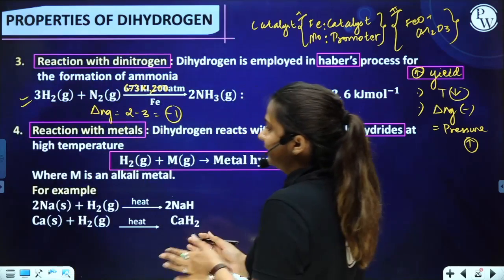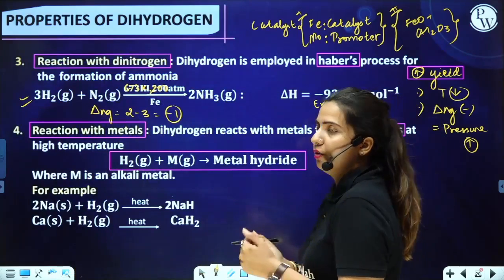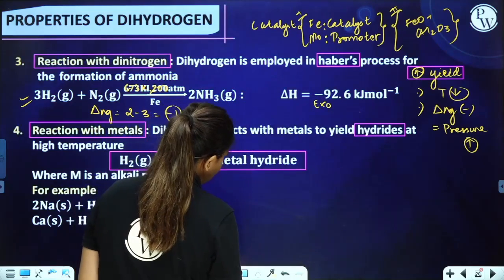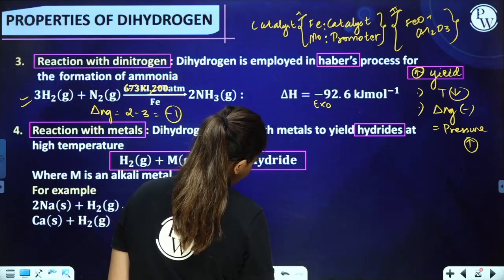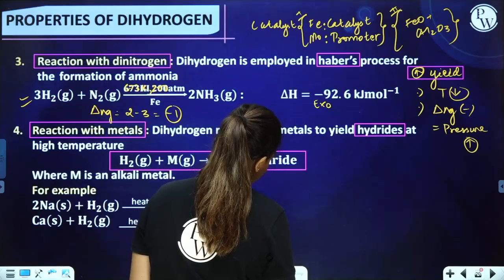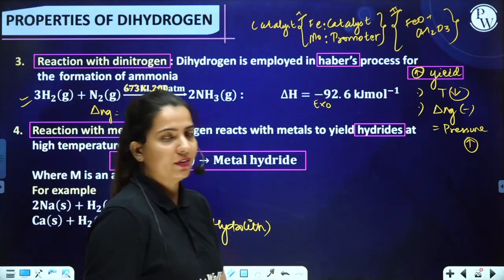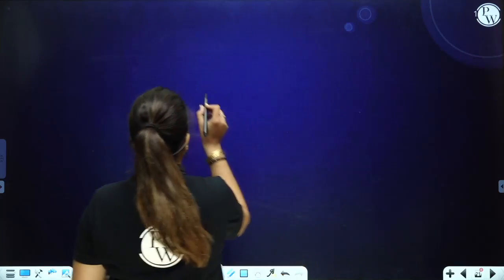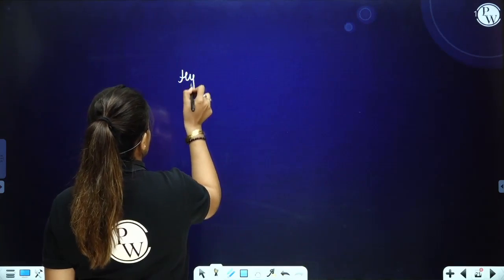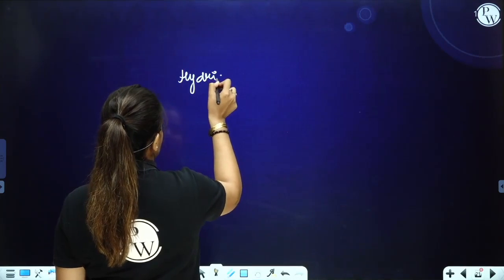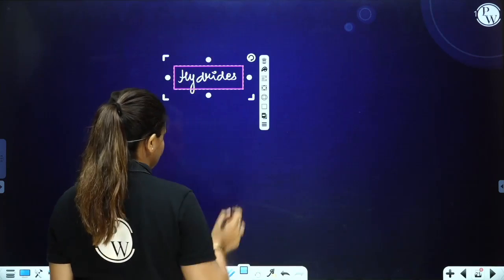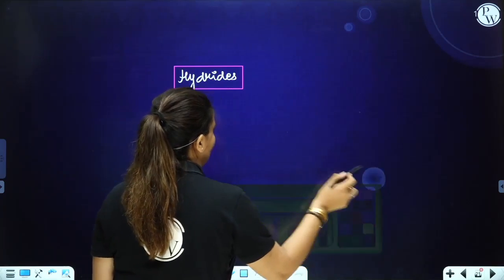For example, sodium reacts with hydrogen to form sodium hydride. Calcium reacts with hydrogen to form calcium hydride. This has a specific name also, which is called hydrolith. Now let us discuss the hydrides. Hydrides are of three types.